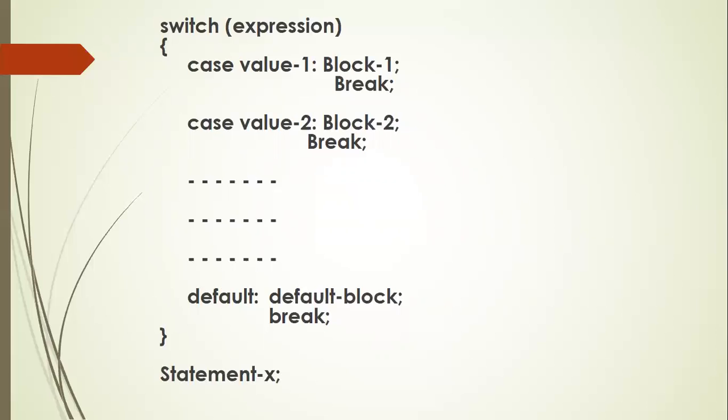On the other hand, if the expression value does not match value 1, then it checks whether the value of the expression matches value 2. If it is true, then the statements contained in block 2 are executed. Again, the break statement at the end of block 2 terminates the switch statement. The control returns to the statement text. Like that, the value of the expression is compared in order with value 1, value 2, value 3, etc.